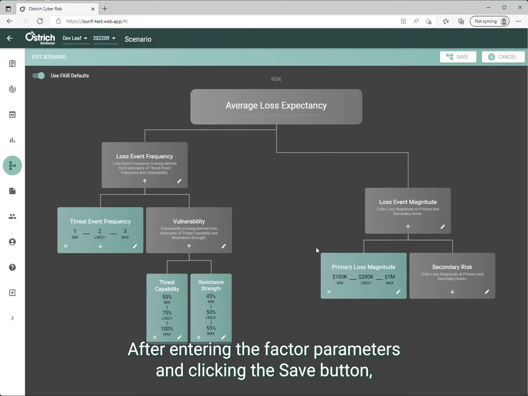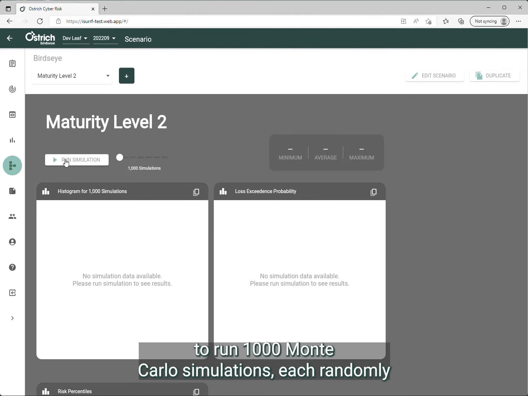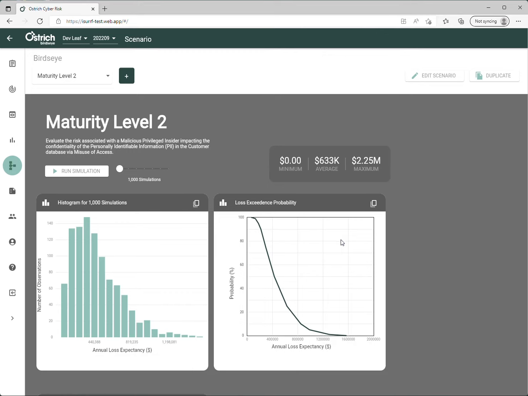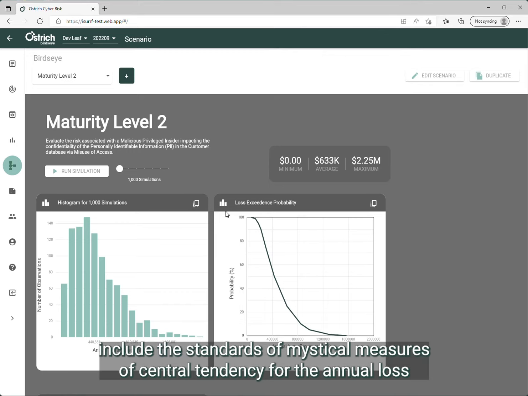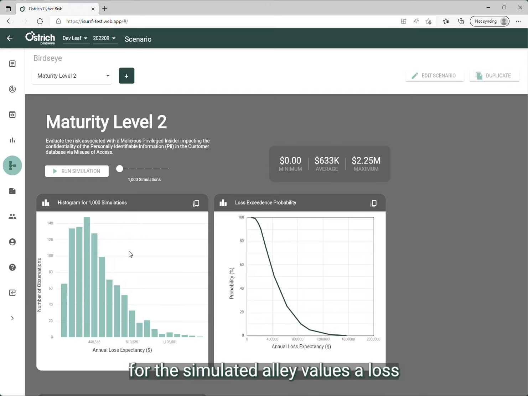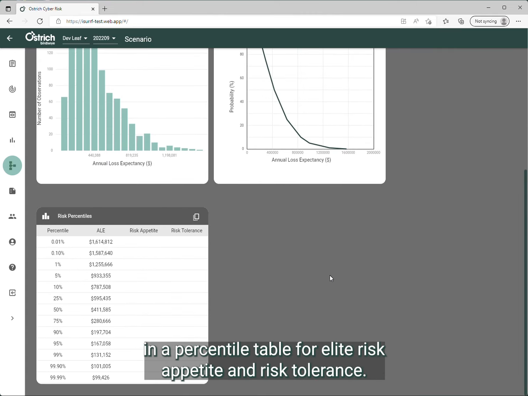After entering the factor parameters and clicking the Save button, we click the Run Simulation button to run 1,000 Monte Carlo simulations, each randomly simulating the risk of the scenario for 1 year of operation. Simulation results include the standard statistical measures of central tendency for the annual loss expectancy, that is the minimum, average, and maximum values, a histogram chart for the simulated ALE values, a loss exceedance probability chart with optional risk appetite and risk tolerance curves, and a percentile table for ALE risk appetite and risk tolerance.